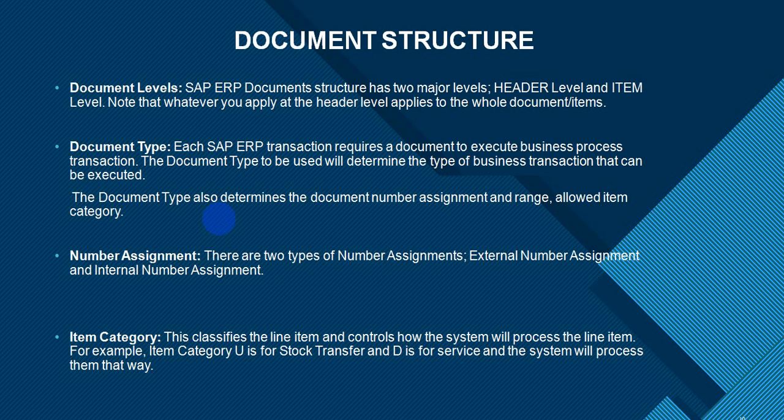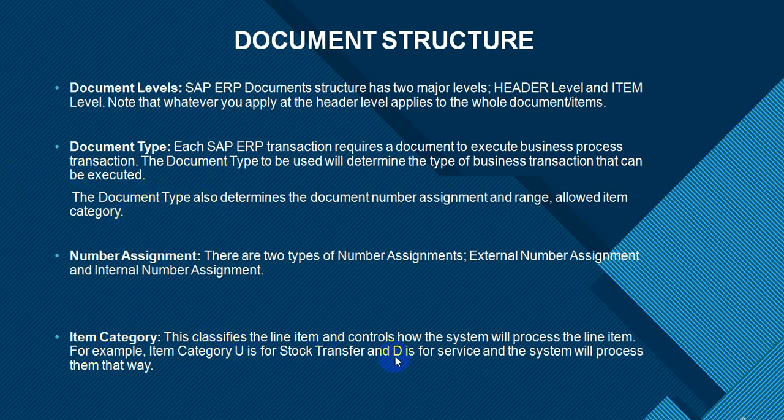Then we talk about the document type. Each SAP ERP transaction requires a document to execute business process transactions. The document type to be used will determine the type of business transaction that can be executed. The document type also determines the document number assignment and the number range, and it also determines the allowed item category.